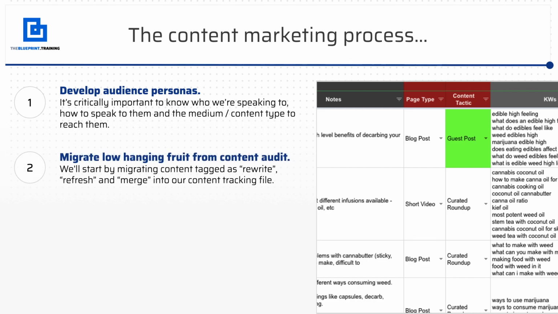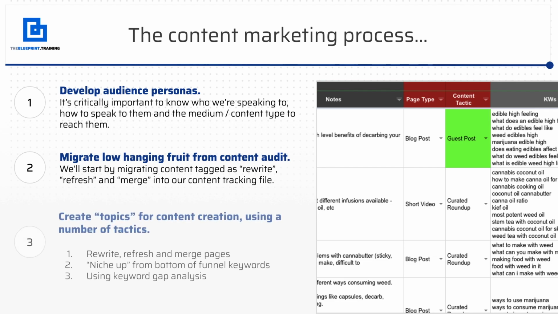Number two is to migrate the low-hanging fruit from the content audit. So before you even start coming up with new topic ideas, use the assets that you already have. In case you haven't noticed already, we want to try and make things as easy as possible to get the most output with the least input. And that starts with taking the assets that a website already has, ones that we want to refresh, rewrite, or merge, and pushing those into our content tracking file, and then doing a little bit of extra work to put in the keywords and to outline what those new articles should look like.